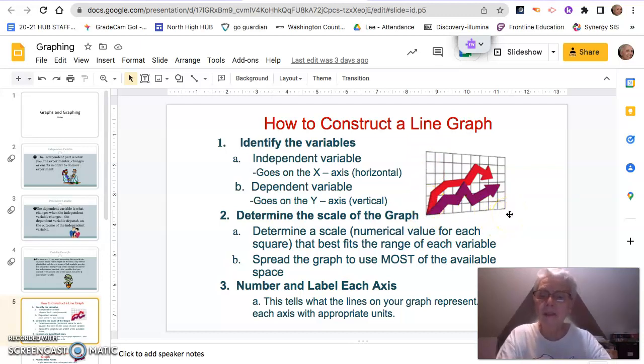To determine the scale, or how much each one of those blocks are going to be worth, you're going to do a best fit. You want the graph to be mostly across all the space you have. So in other words, make sure that most of the space is being taken up. Then you're going to number and label each axis. This tells us what the lines of your graph represent. So you're going to label each axis with appropriate units and with a title. That's important.